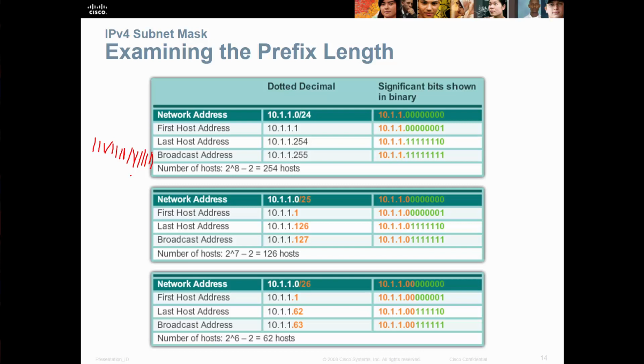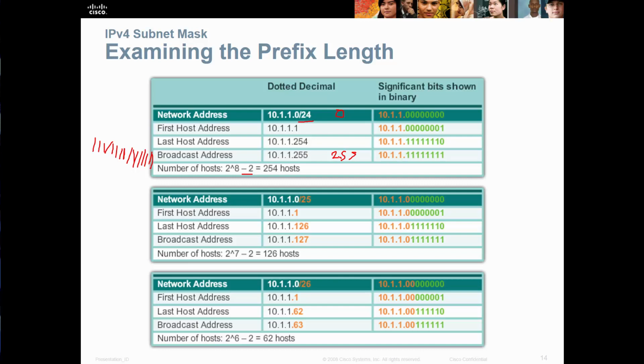So basically we're going to look at how many remaining zeros there are. If it's a /24, we know an IPv4 address is 32 bits, so that means 8 zeros are remaining. 2 to the power of 8, we subtract 2, that gives us 254 hosts. That means our usable will be between 1 and 254. Why subtract 2? Because we're going to use 0 and 255 for our equipment, meaning they're not usable.